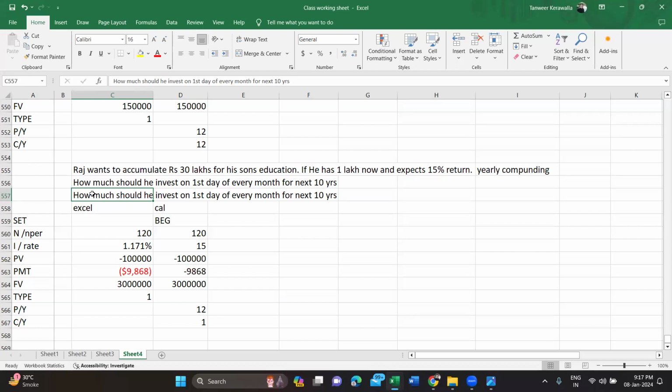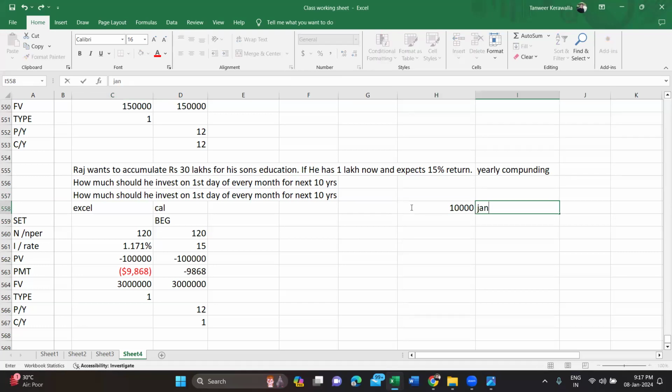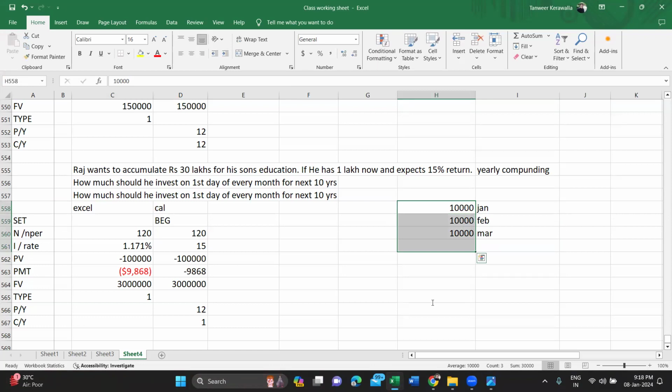But the interest will be added in December. So over the year, the interest won't be added to your principal amount. The compounding effect will happen only after December, not during the year. Something like this: 10,000 you have invested in January, right? And then 10,000 in February. Let's take 3 months. And 10,000 in March, right?